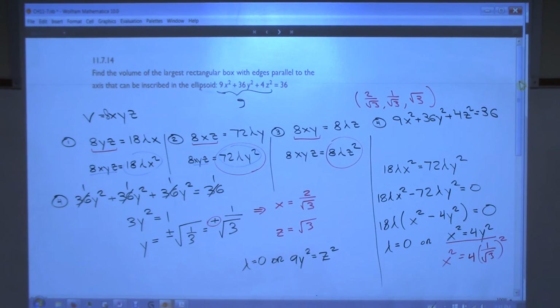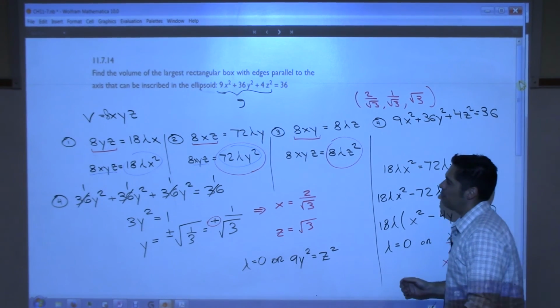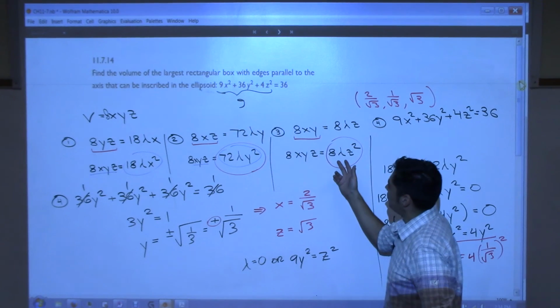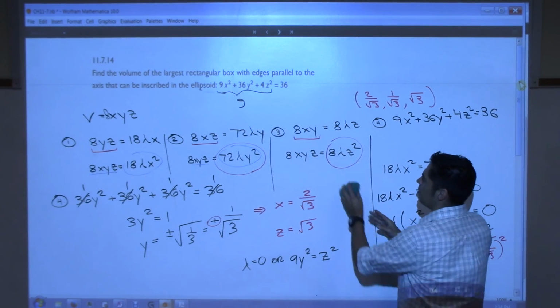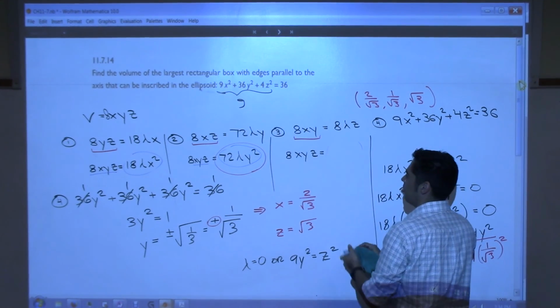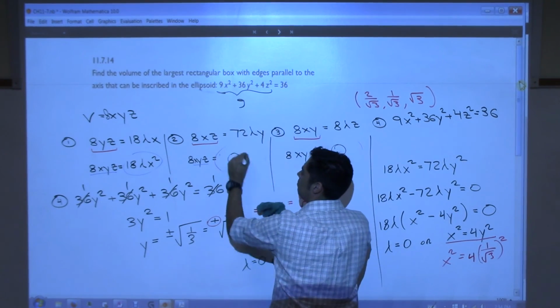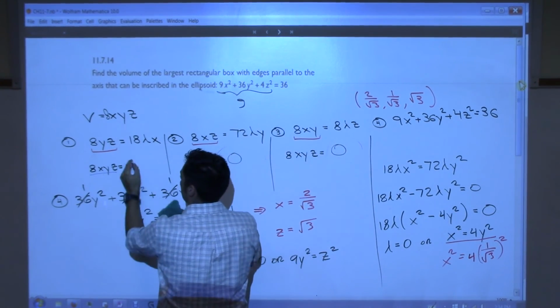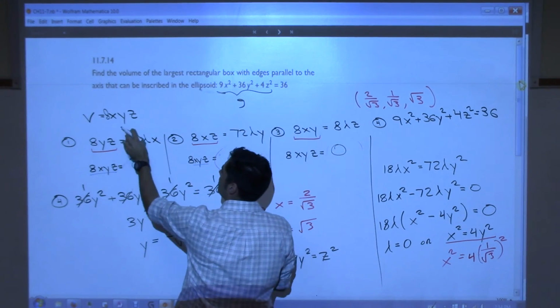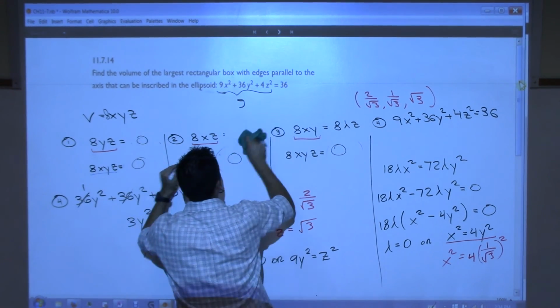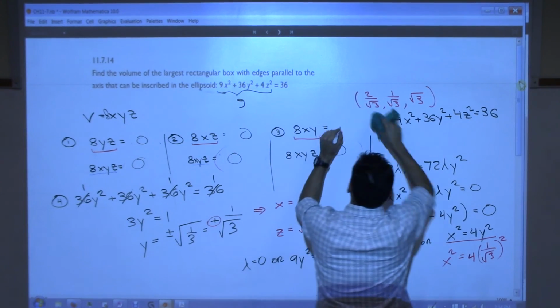Now, we did need to look at, what if lambda is 0? But if lambda is 0, look, this is 0. And that means this is 0. And that means this is 0, right? Or even better, you go up to this one. 0 here, 0 here, and 0 here.